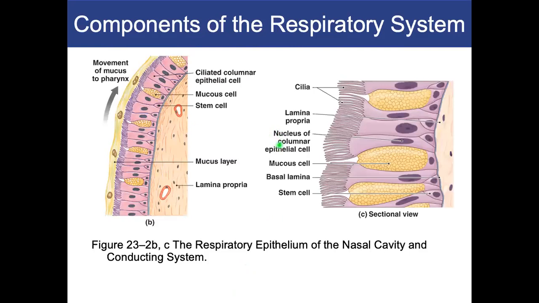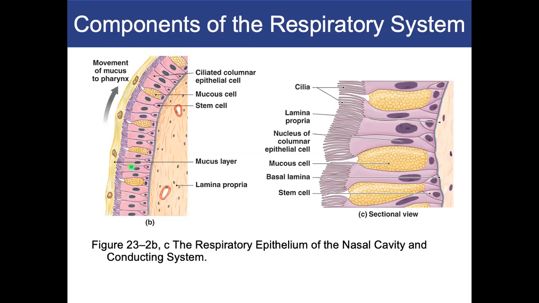Here's a diagram of the different types of cells or the epithelium that lines the nasal cavity. So if you take a look at the trachea and bronchi, this is pseudostratified ciliated columnar. So what does that mean? Pseudostratified is falsely stratified, right? Ciliated has cilia, hairs.